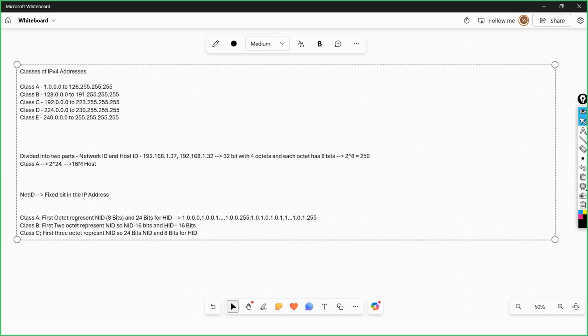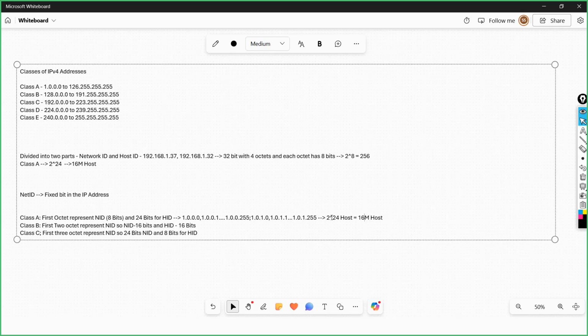So I can say that since in class A the first 8 bits represent the network ID, in total I will be having around 2 raised to 24 hosts. It is a big network. This is approximately equal to 16 million hosts. So in total, if I am using class A IP addresses, I will be having 16 million devices connected in this network.